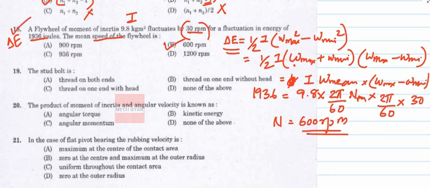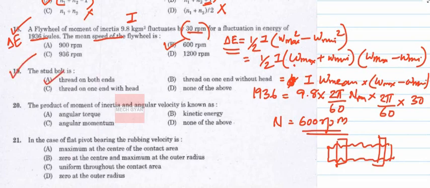The 19th is very simple. A stud bolt, we know that a stud bolt looks like this. It has thread on both sides, so thread on both ends. The answer is A.